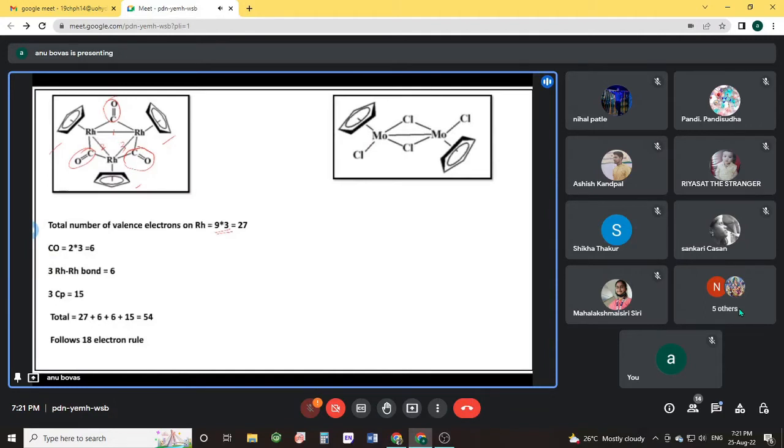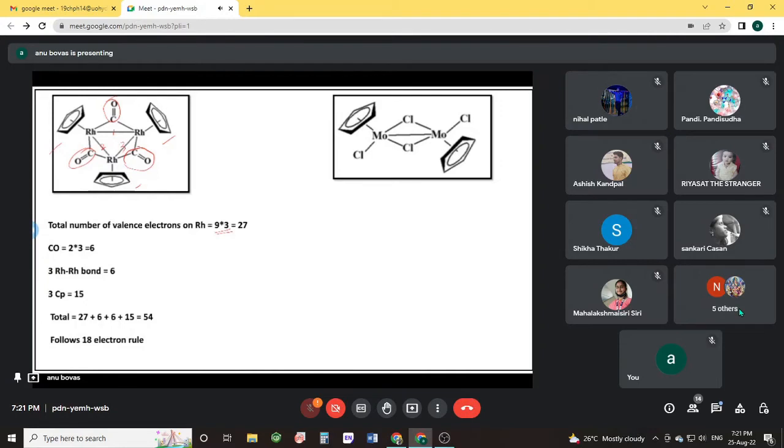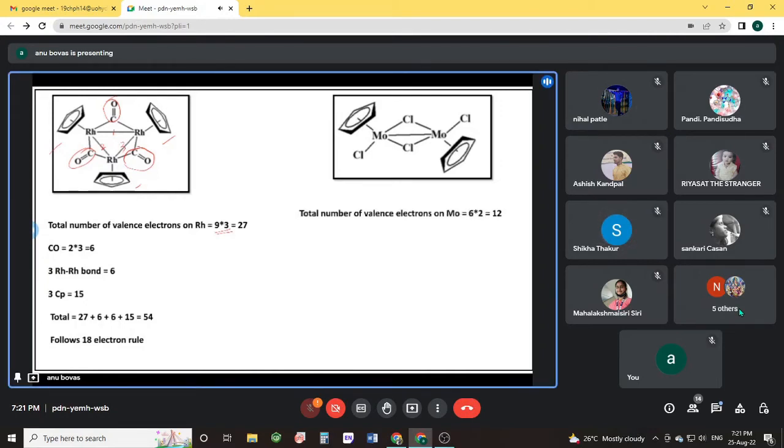The next one is the example given here. In this, we can see the central transition metal is molybdenum. So, how many electrons does molybdenum have in its valence shell? Okay, yeah, correct. It has 6 electrons. So, total number of valence electrons on molybdenum will be 12, 6 into 2 molybdenum means 12.